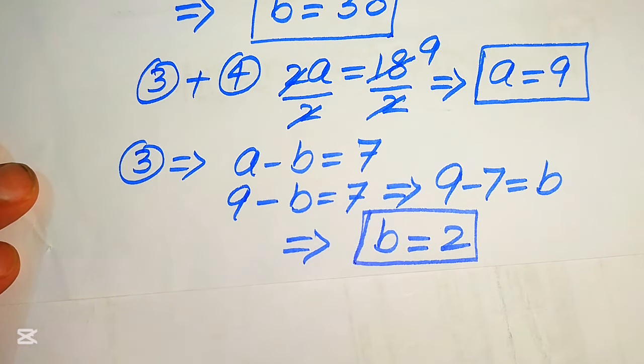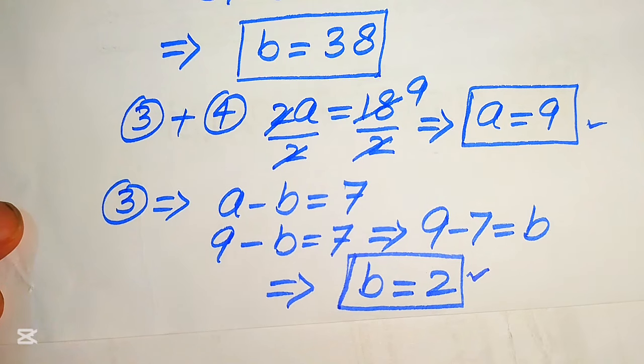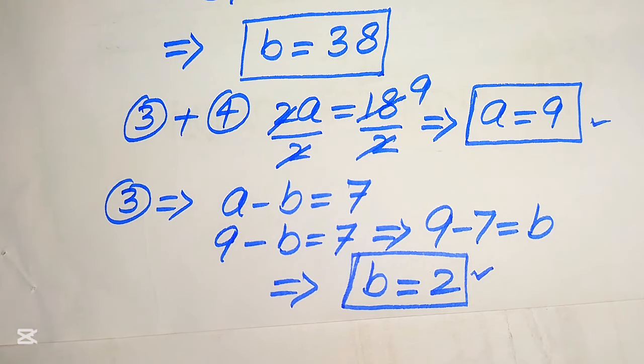So you see here from the second case we get the two values of a and b, and you also see that these two values are positive integers. So this is the final answer of this question.